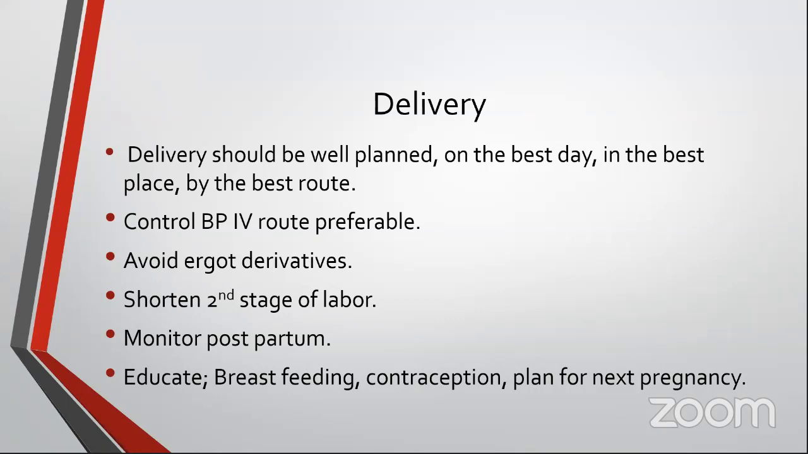Control blood pressure; the IV route is preferable intrapartum. Avoid ergot derivatives because they cause vascular constriction and increase blood pressure. Good analgesia during labor shortens the second stage of labor. Monitor blood pressure postpartum, especially in the first seven days after delivery, and then continue monitoring during the postpartum period.